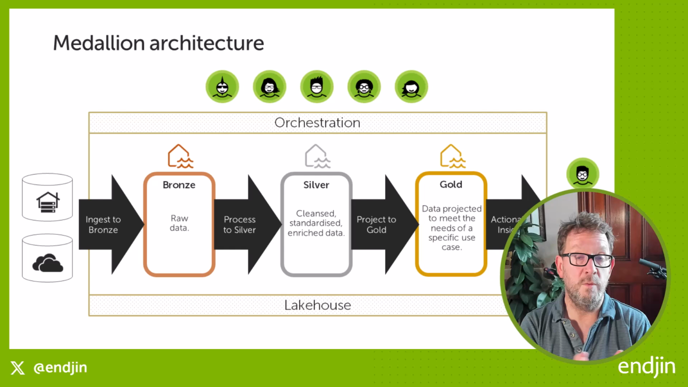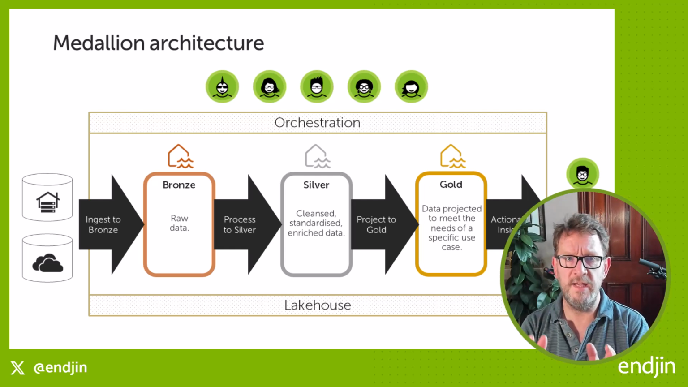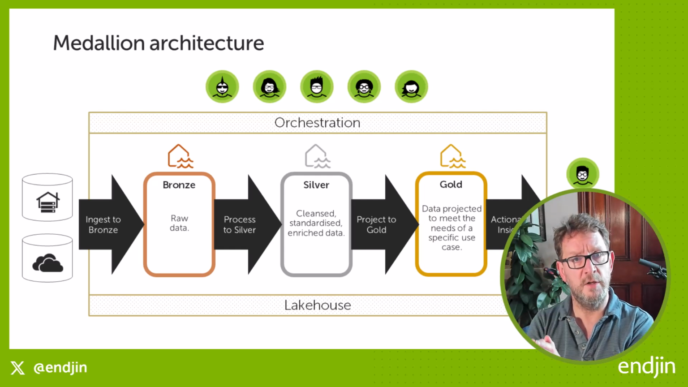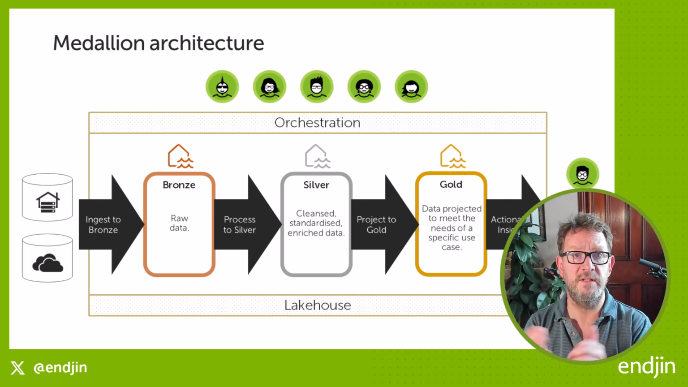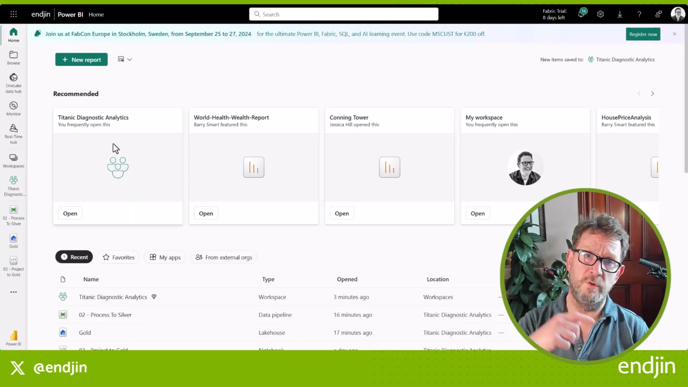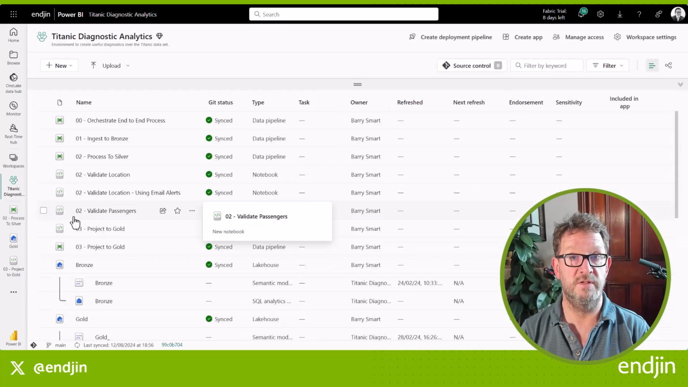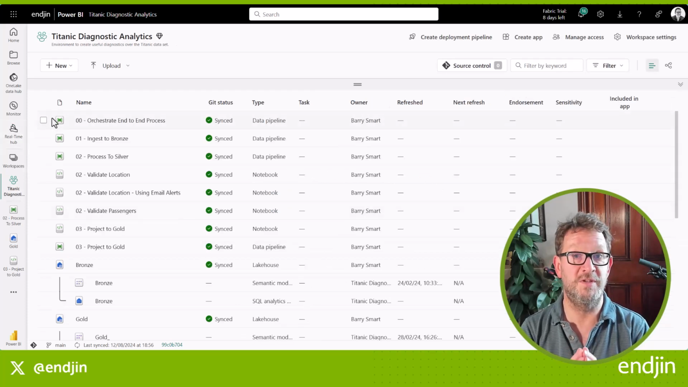Now, in our example, we are projecting a simple dimensional model to gold to enable diagnostic analysis of the data in Power BI. But from the same source data in the silver layer, you could also project a completely different data set into gold. For example, a flattened version of the data that makes it suitable for training a machine learning model. Well, let's jump over and have a look at the workspace and the artifacts we've created to support our Titanic Diagnostic Analytics use case.